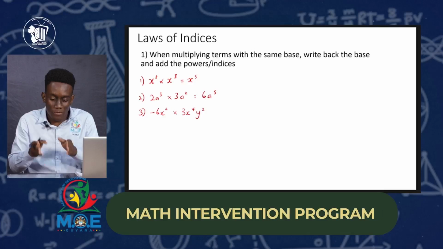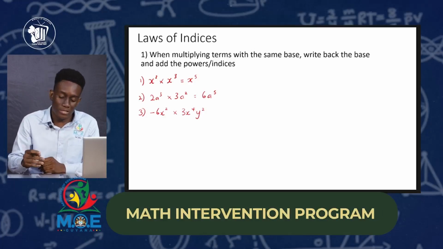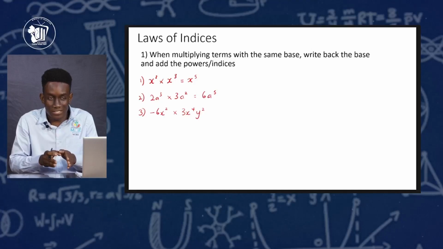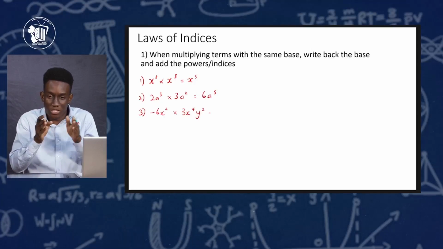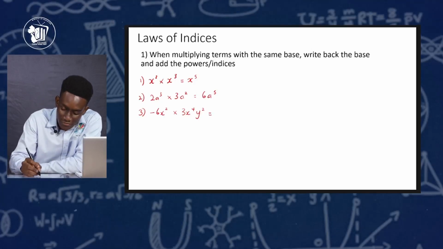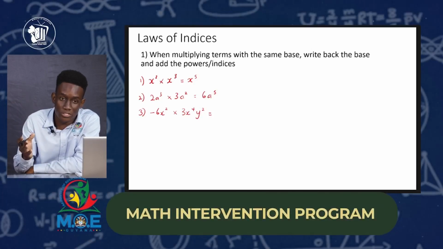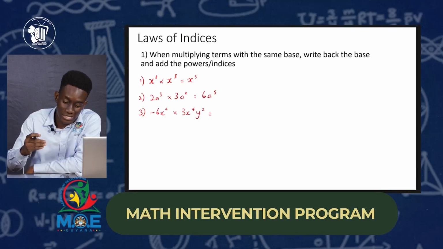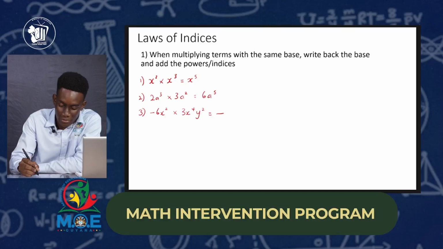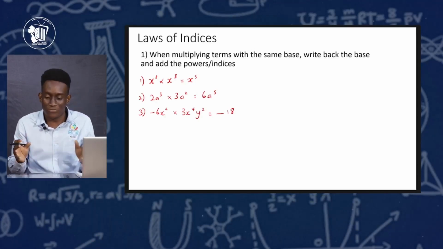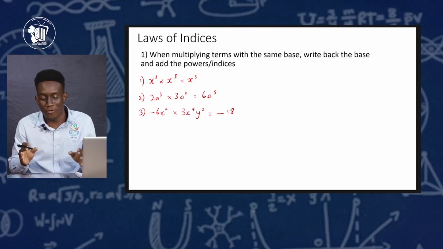But in this example, we have negative 6x to the second multiplied by 3x to the fourth y to the second. So we have a negative 6 and a positive 3. You multiply the negative times the positive. That's the first thing you do. You multiply the signs. And then you multiply the numbers, which would be the coefficients. And then you multiply the variables, which would be the letters. So let's multiply the signs. Negative times a positive would give you a negative. Now the numbers: 6 times 3 would give us 18. And now we have the variables.